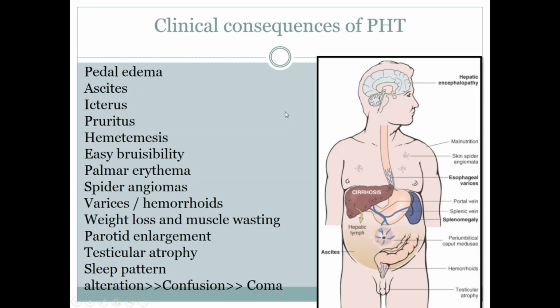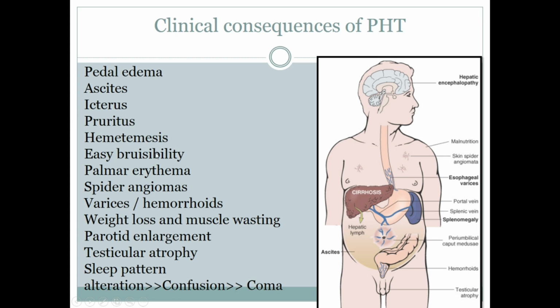Okay. So these are the clinical consequences of portal hypertension, and most of them here you'll see that they do overlap with liver failure as well. So pedal edema and ascites, I don't think I need to explain to you this. Icterus also, pruritus also, these are all secondary to cholestasis. Okay.